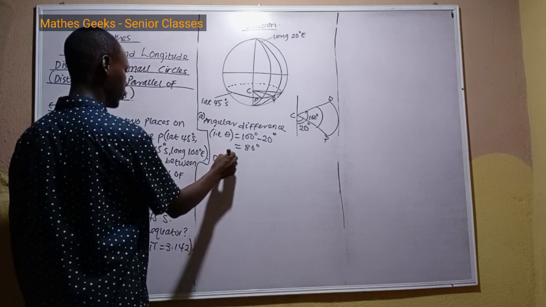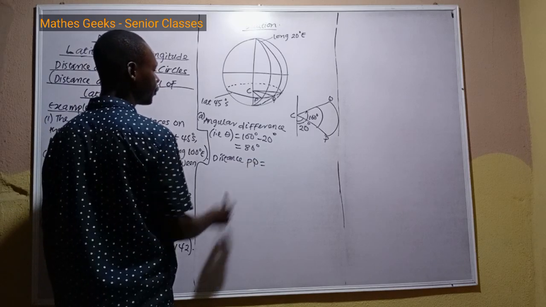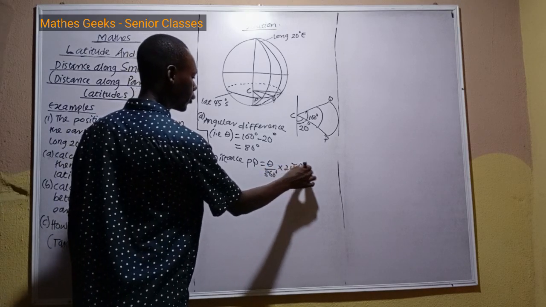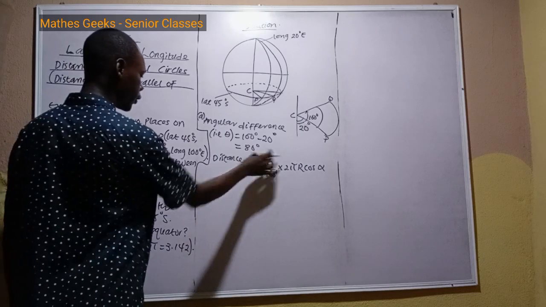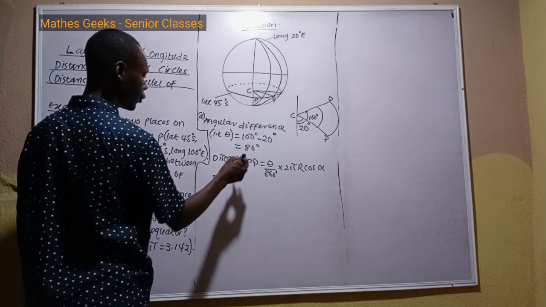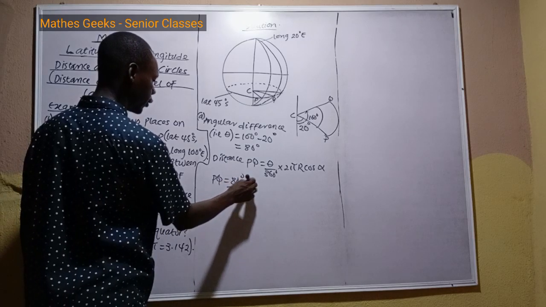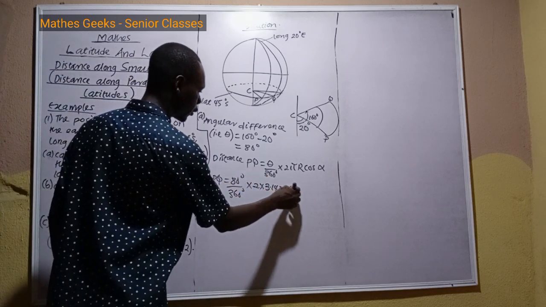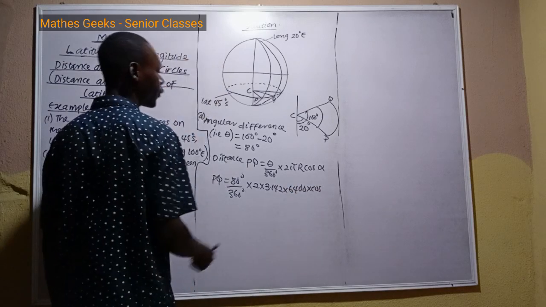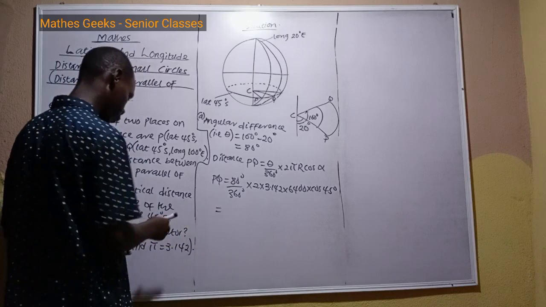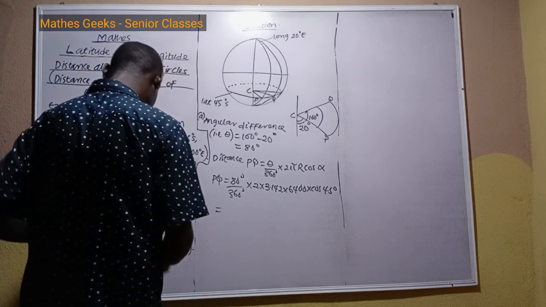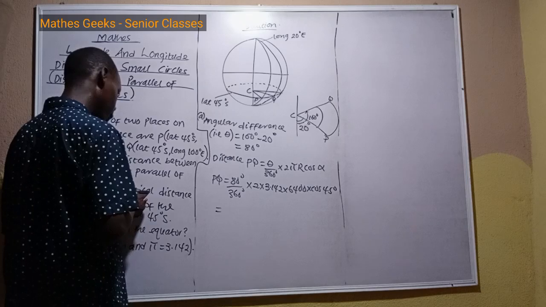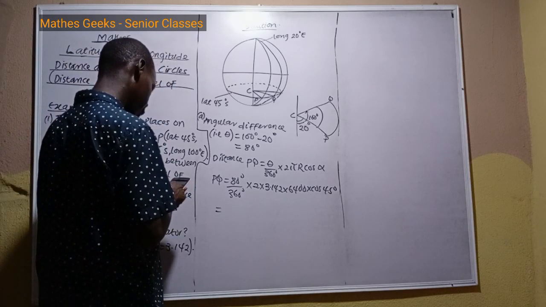So distance PQ is equal to theta over 360 degrees times 2 pi r cos alpha. So here theta PQ is equal to 80 degrees over 360 degrees times 2 times pi, which is 3.142, times 6,400 times cos 45 degrees. Eighty over 360 times 2 times 3.142 times 6,400 times cos 45.